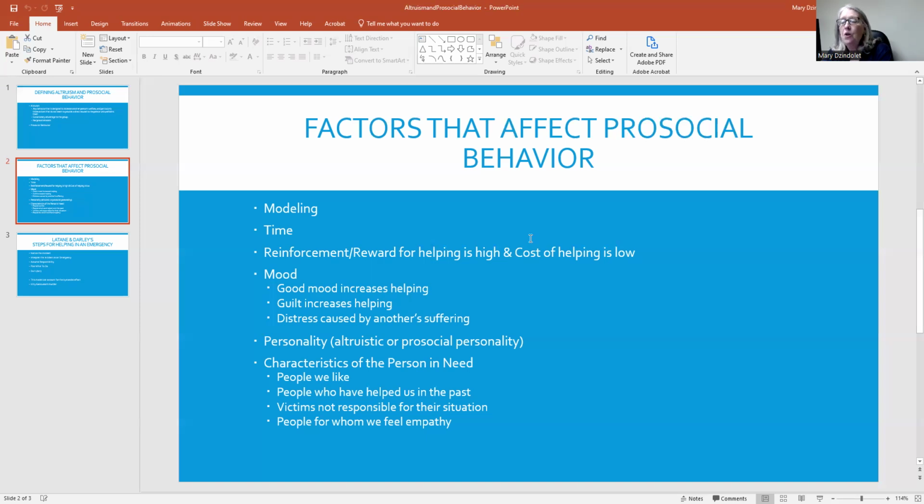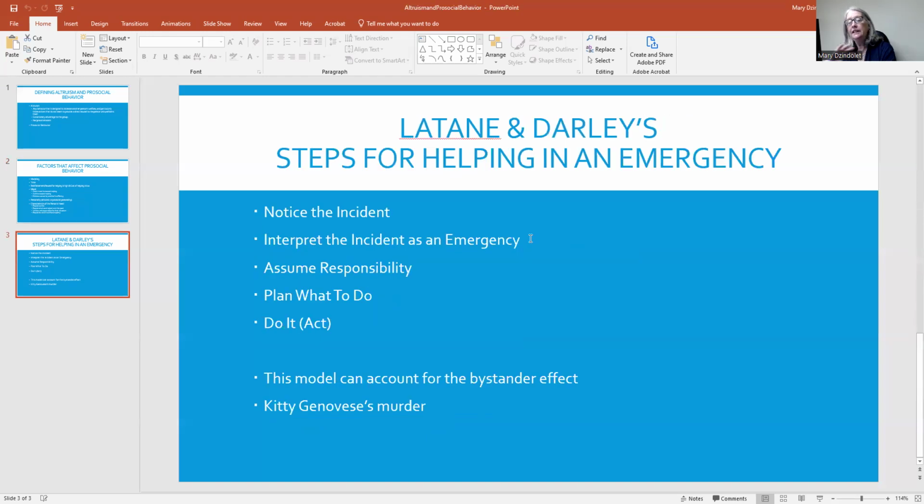Okay, so those are the factors that affect prosocial behavior. Now we are going to really switch, and we're going to start talking not about prosocial behavior like helping in general, but steps that have to happen for you to help in an emergency. So Latané and Darley came up with this theory. It has 5 different steps.